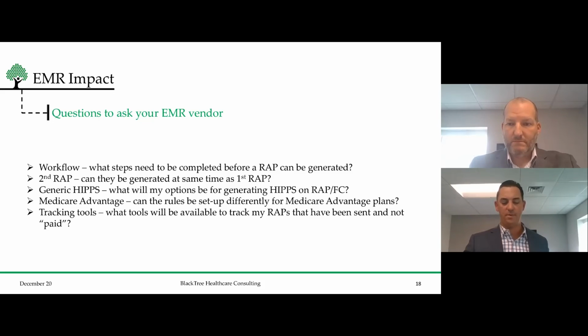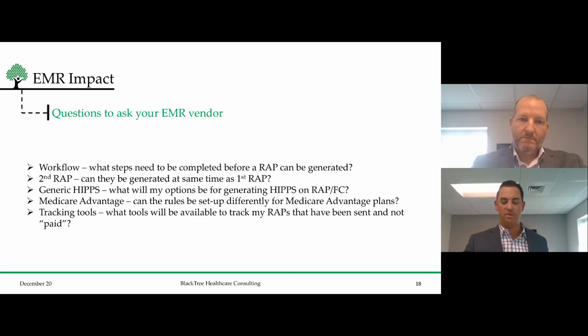Can you generate the second wrap at the start of care at the same time as the first one? That's practice. You get it on file. Is there functionality to do that, and what does that functionality look like? Are they allowing for the generic HIPS to be used? And what will my options be for generating the HIPS code for the wrap and final claims? Again, I know some EMRs are allowing three different options: either generic HIPS, the actual real HIPS, or generic unless the real HIPS is available. Really understand what those options are. Again, our recommendation is using the generic HIPS.